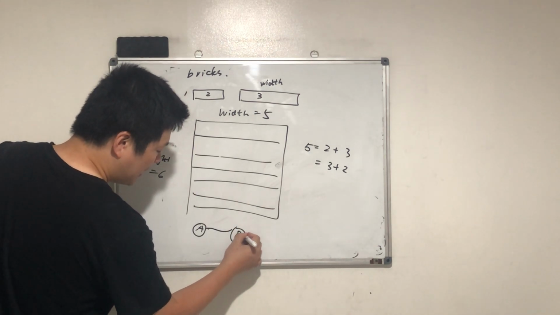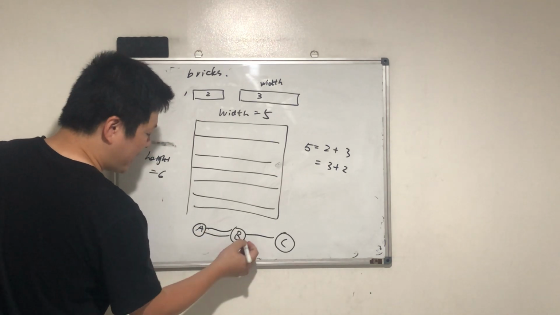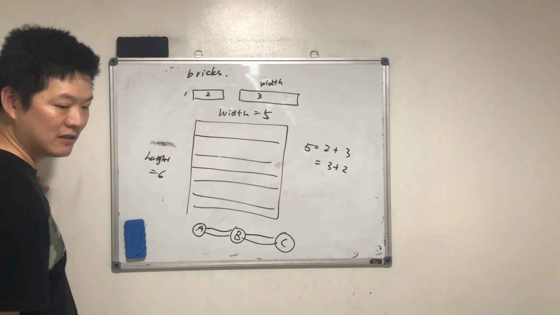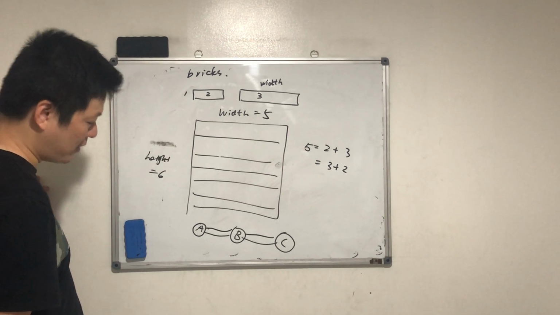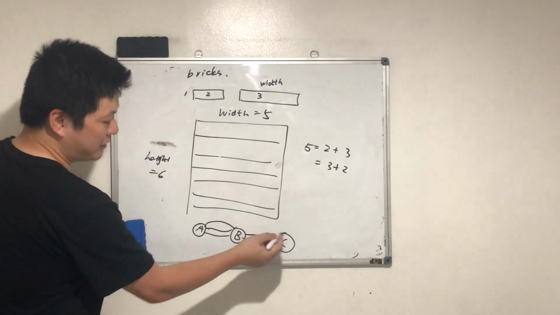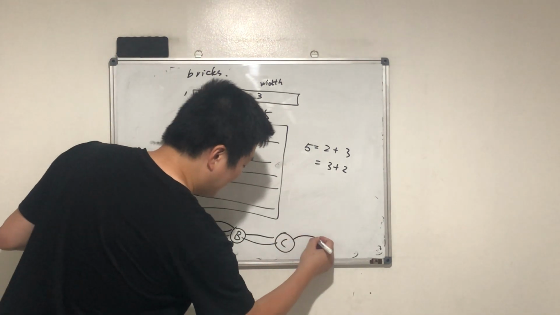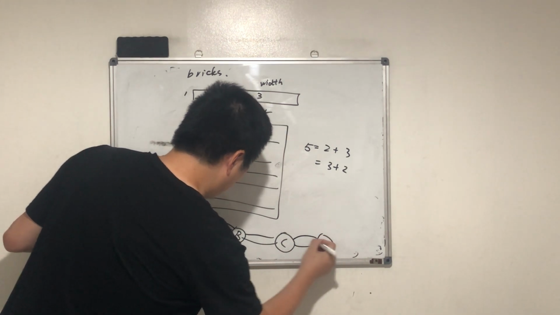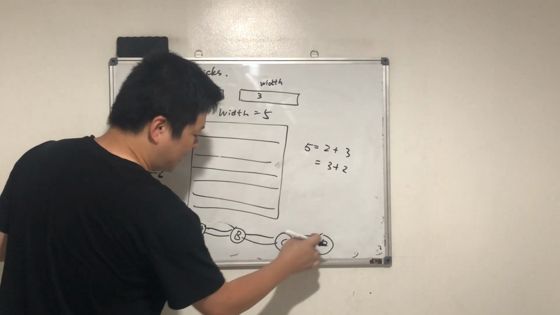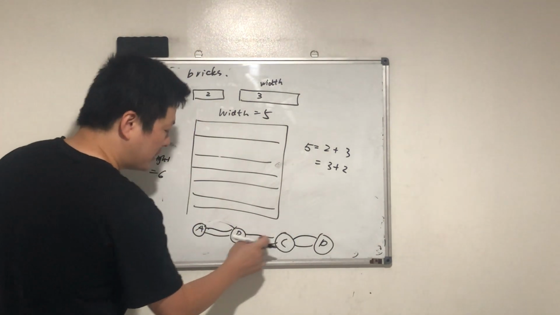If there are 2 ways from A to B and 2 ways from B to C, how many ways from A to C? 4. And if there are 3 ways from A to B and 2 ways from B to C, how many ways? 6. So you multiply them together. Another one: 2 ways from A to B, 2 ways from B to C, 2 ways from C to D. How many ways from A to D? 8, 2 times 2 times 2.